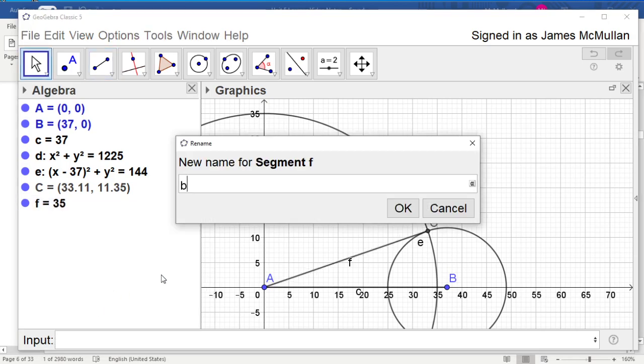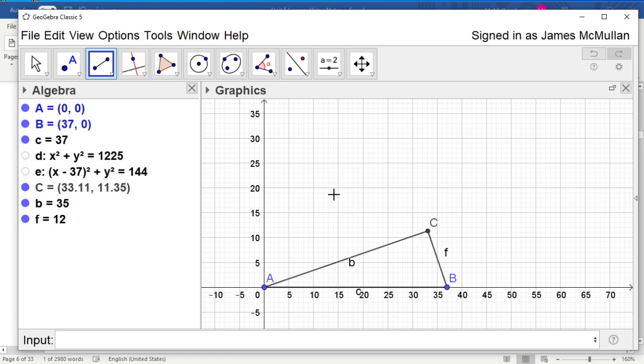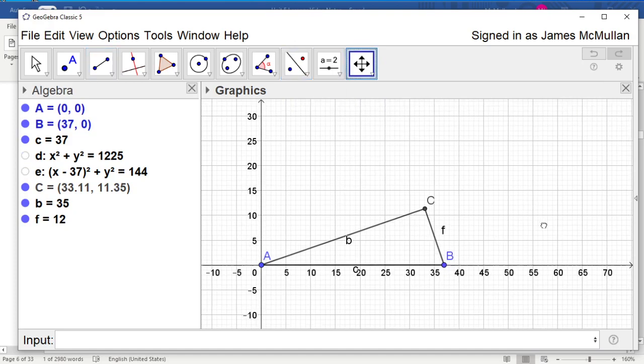I'm going to rename this to lowercase b. And it's 12 units away. It's 12 units away from B, right? So, of course, I don't need these circles. I'm just using them to draw the picture accurately in the first place.